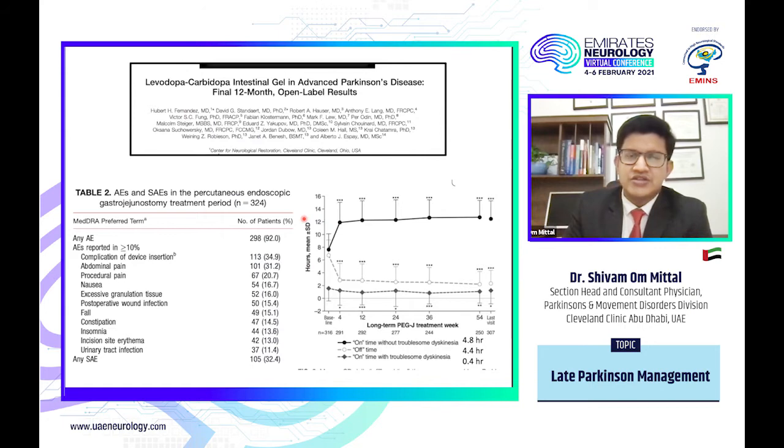This is an initial study from the Cleveland Clinic Ohio group, a multicentric trial, and they showed significant improvement by 4.8 hours. You can see there's improvement in on time and reduction of off phase by 4 hours. What's remarkable is that around 92% of patients had problems with the pump, and around 35% had complications with the device insertion, because it's a PEG-J tube, and it becomes a hassle for these patients because of abdominal pain, procedural pain, nausea, post-operative granulation tissue or secretion.